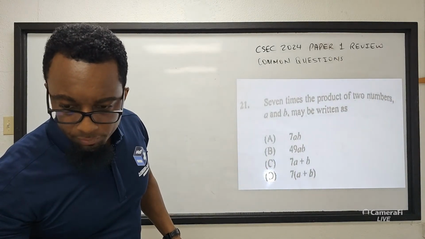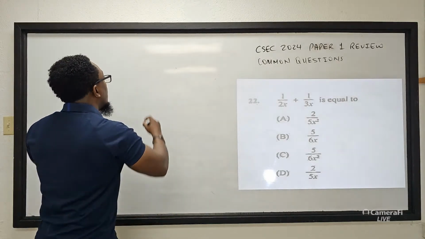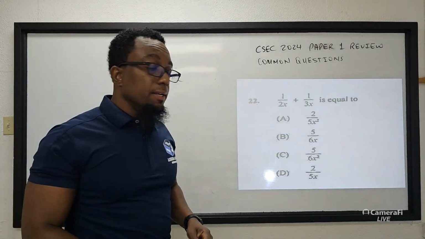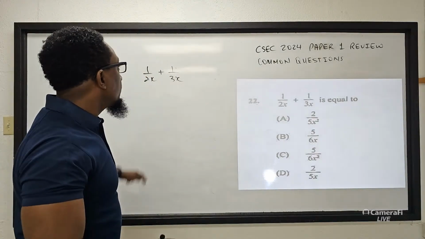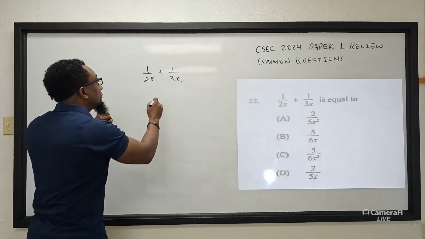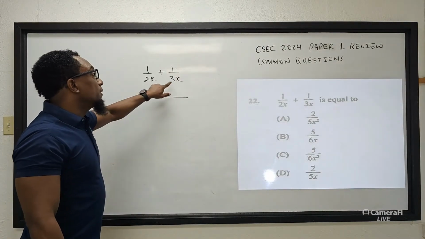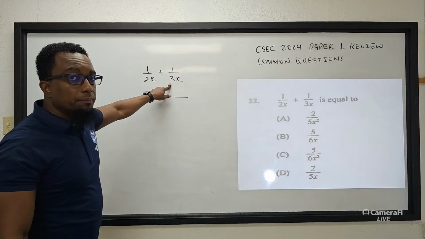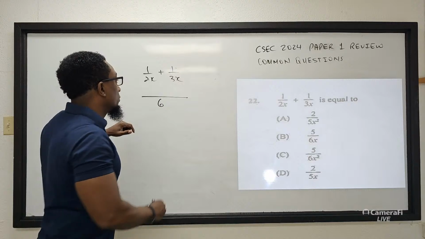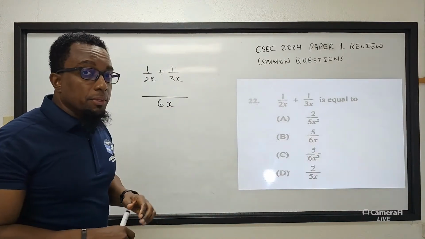1 over 2x plus 1 over 3x is equal to what? So of course, when we're adding or subtracting fractions, algebraic fractions, the first thing we do is find the LCM. Another common question. The LCM of 2x and 3x: the lowest common multiple of 2 and 3 is 6, but we are also going to maintain the variable x. So 6x will be your LCM, lowest common multiple.